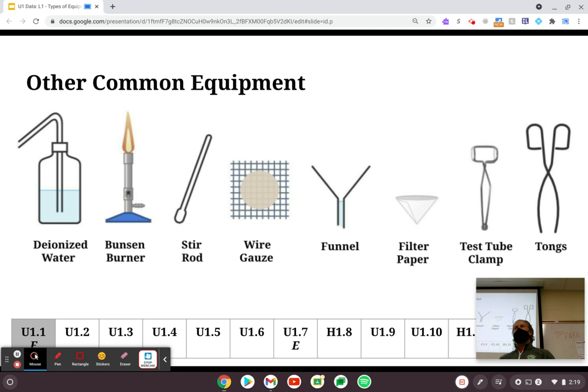Now, that's basically every piece of lab equipment you will find in your lab drawer. Do you have any questions for me? Okay.